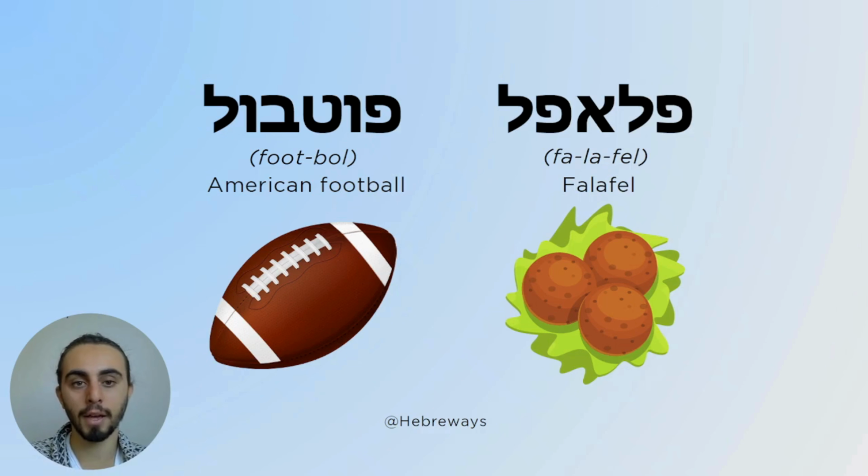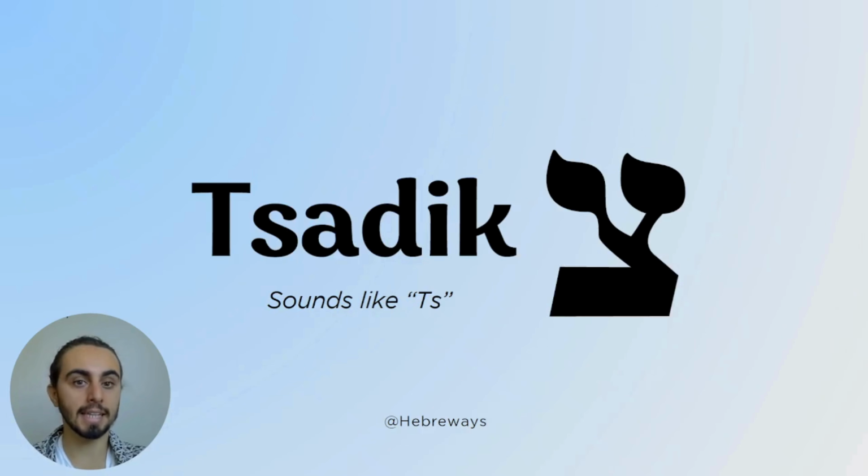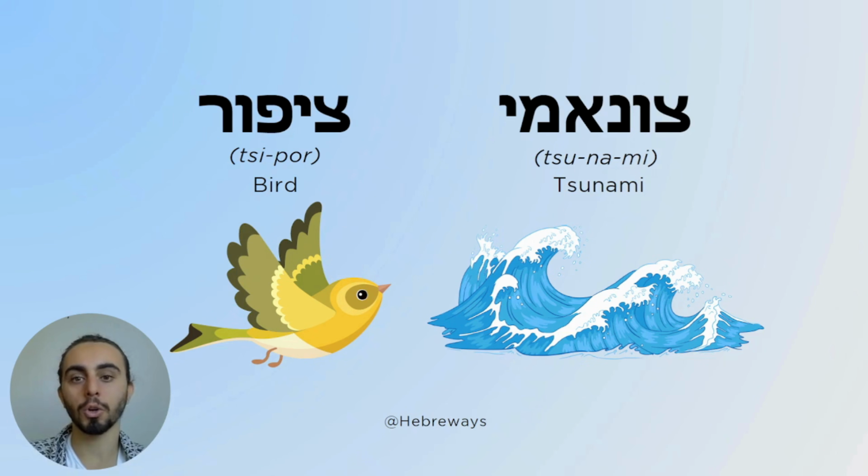After pay and fei, we have tzaddik. Tzaddik is a ts sound. It's like the sound of tsunami or tzipor, which is bird. Not very common in English as a letter, of course, but it's a sound ts, tsunami, tzipor. Perfect. Okay, continuing.